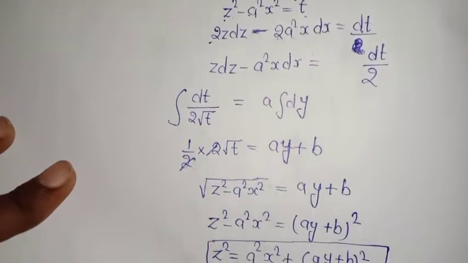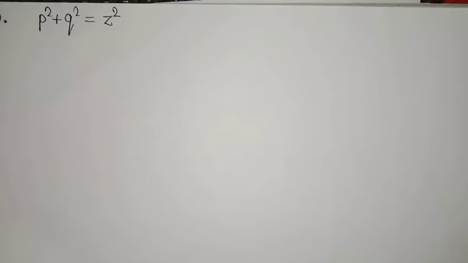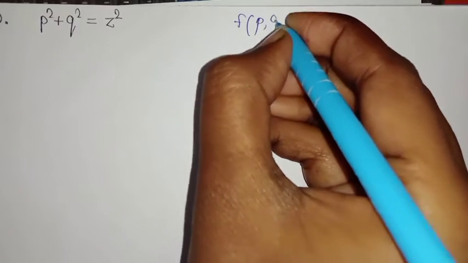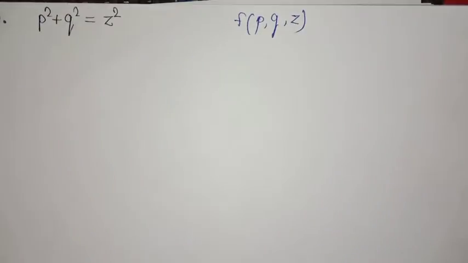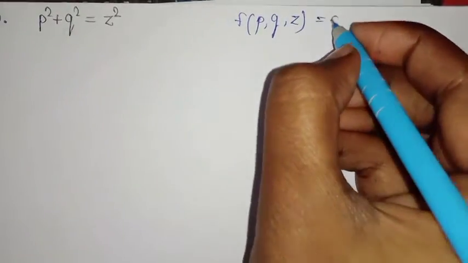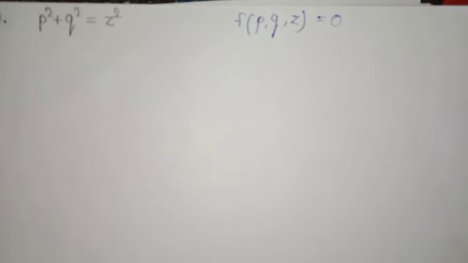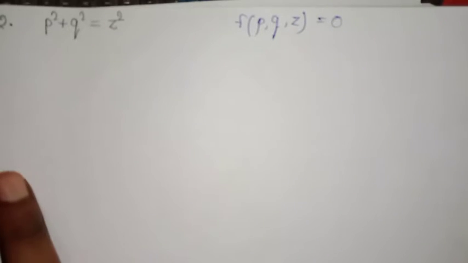I hope you understand this example. So this is our second example. Now if we see, then this equation can also be solved by the second standard form, because this is a function of p, q and z. But now I will tell you that this equation can also be solved by Charpit's equation. So we see how to solve this equation by Charpit's method.